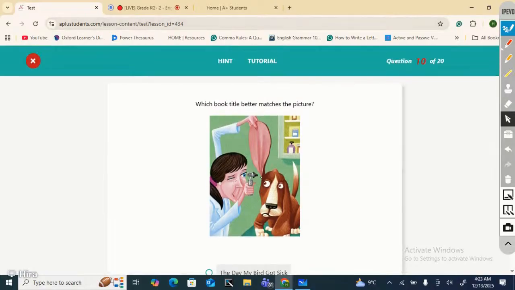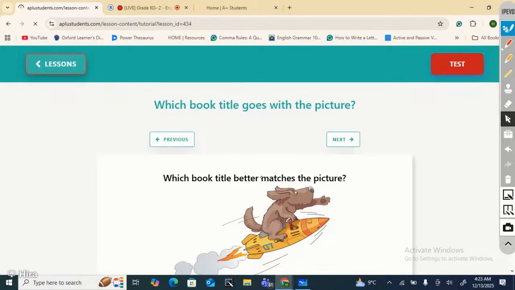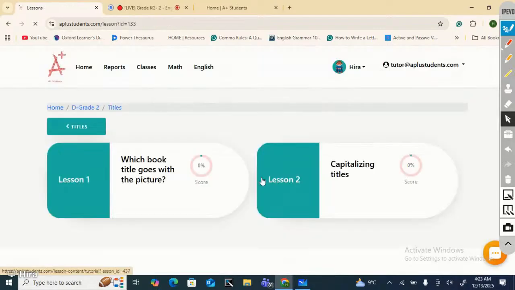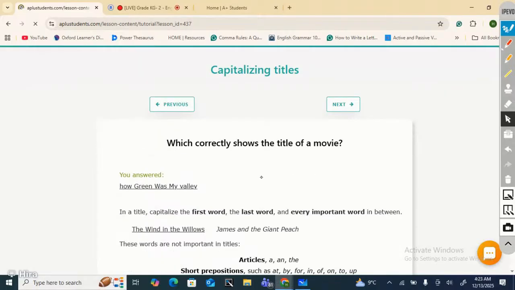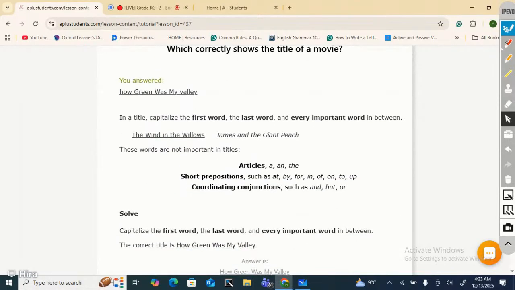Okay, students, let's begin Lesson 2 now, because we have to study 2 lessons of this chapter. The first one was which book title goes with the picture. I hope you understand how to guess the title by looking at the picture. Lesson number 2 is capitalizing titles. Now I will tell you how to capitalize the title of a book or other things.